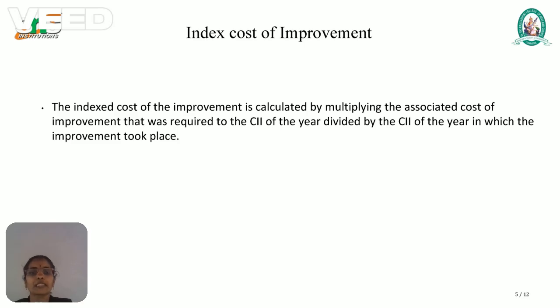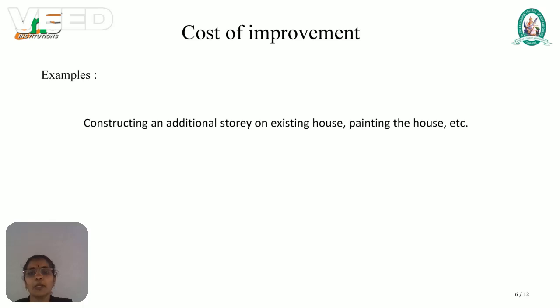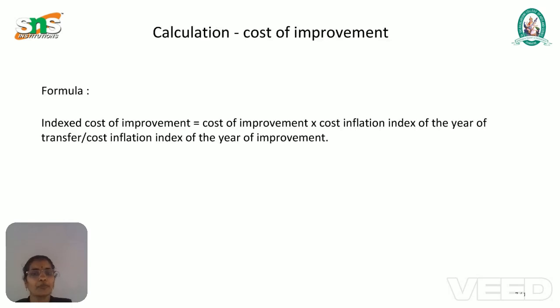Next we move to the cost of improvement. For example, constructing an additional storey on an existing house, painting the house, or extending a room. Say we already have two rooms in the house and we plan to add another room. That expense is called the cost of improvement.